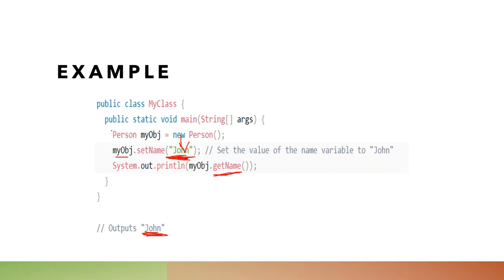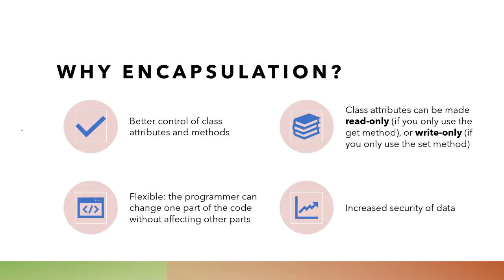We just have to use the get and set in order for us to access the private members or private data from a class. So why do we need to use encapsulation? We will be using encapsulation to have better control of class attributes and methods. These class attributes can be made read-only if you only use the get method, or write-only if you only use the set method.